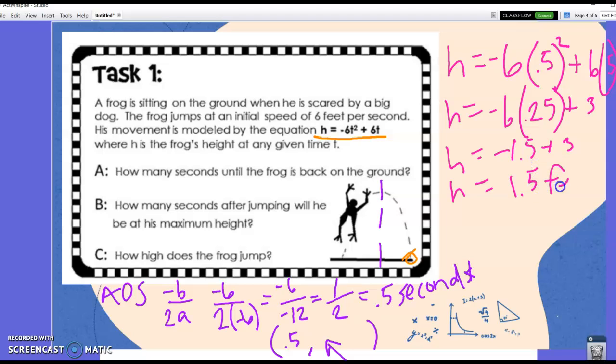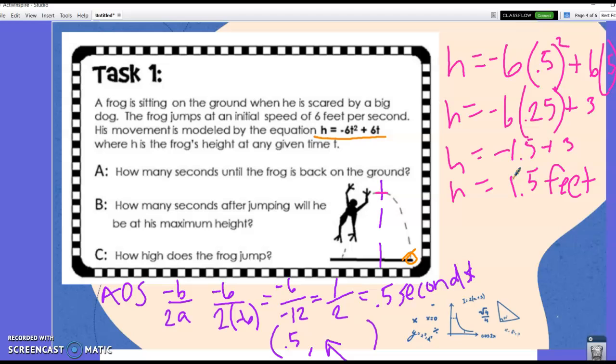And these are feet, so I'm going to want to include my units. So his highest amount here at the vertex is 1.5 feet from the ground. So that will be the highest he jumps. That will be the C of your Google form.